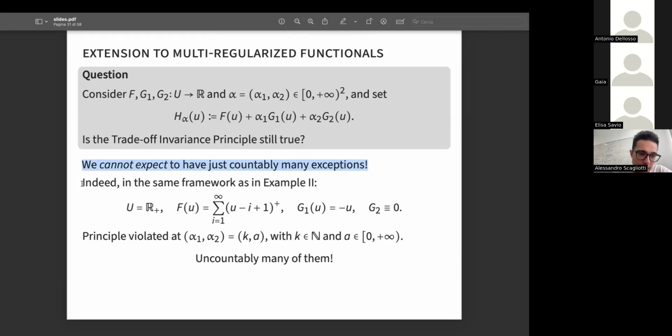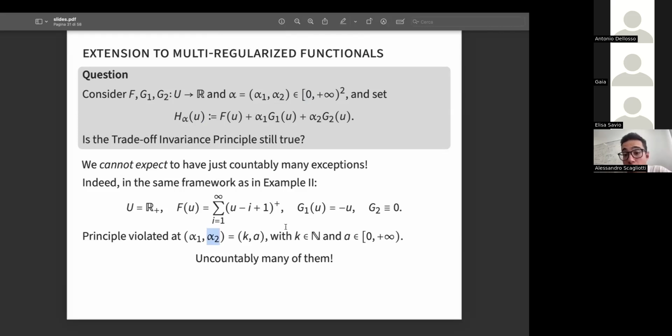Let's think of the exact same framework as in example 2. We have U being the positive half line, and F defined as the piecewise linear function. G1 is minus U, and G2 is very simple: it's identically 0, so it's playing no role. Since the situation is identical to the previous one, the principle is violated whenever alpha 1 is an integer. But alpha 2 can be anything, since it's playing no role.